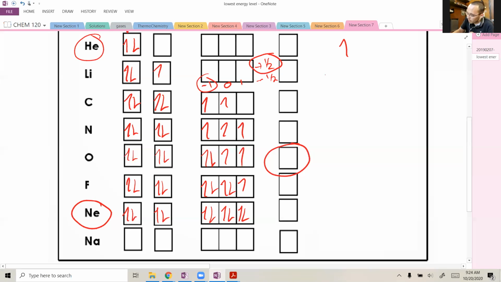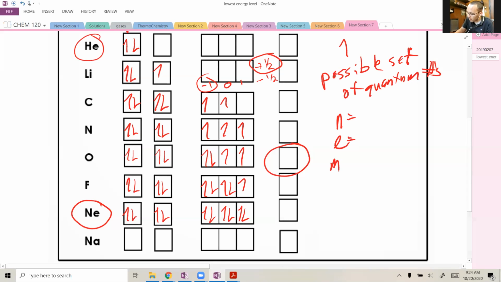So the wording that you want to look for is if they say a possible set of quantum numbers, then you need to choose a set. So you should have an n equals, an L equals, an M sub L, and an M sub S, right? And we should just have one set. So we could have like 3, 2, -1, 1/2, right? And that describes a specific electron.